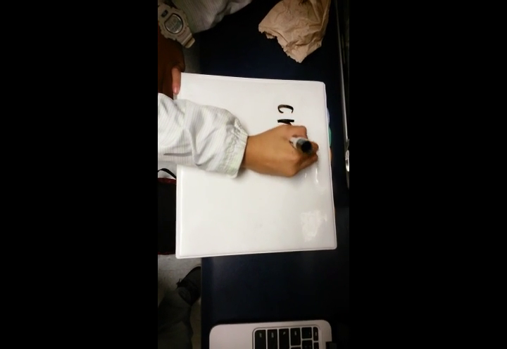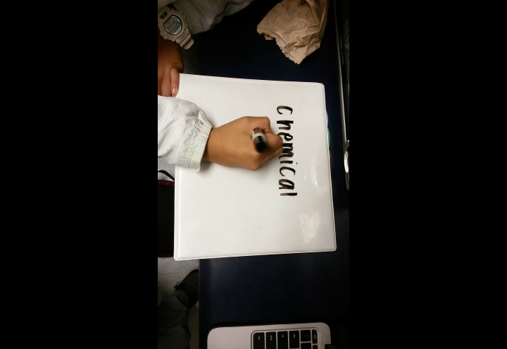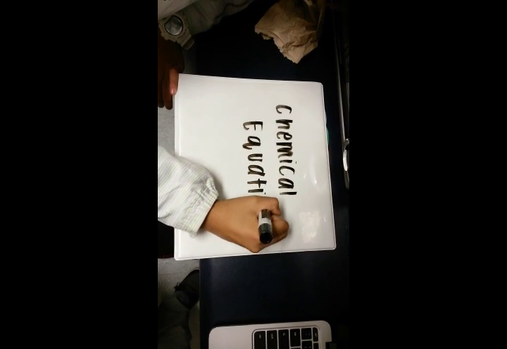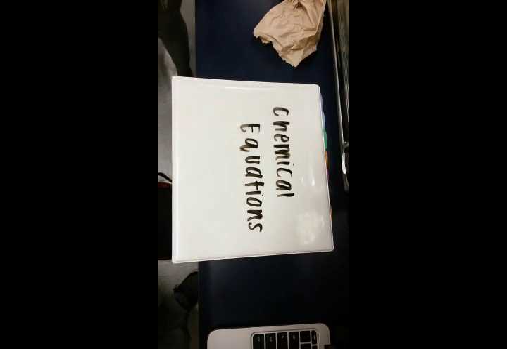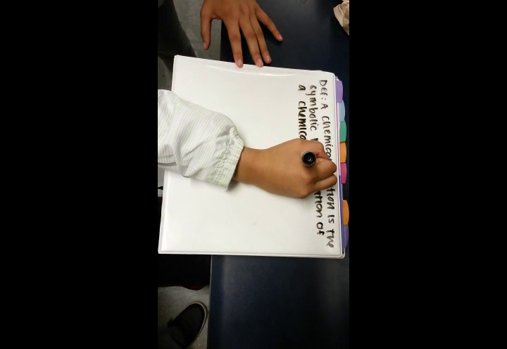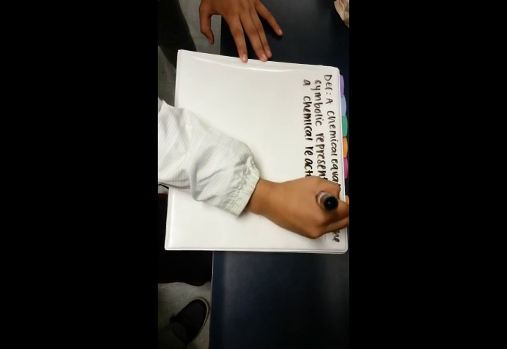We're going to learn about the fundamentals of chemical equations. A chemical equation is a symbolic representation of a chemical reaction in the form of symbols and formulas.